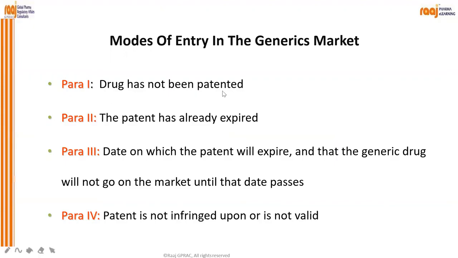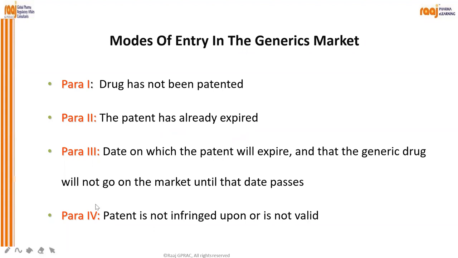Now, how you enter into the generic application: as I said, Hatch-Waxman has made a provision under Paragraph 1, 2, 3, 4 when it comes to the patent. Para 1 means the drug has not been patented. Para 2 means the patent has already expired, and Para 3 means the date on which the patent will expire, and that the generic drug will not go on the market until that date passes. Correct? It's pretty simple to understand. And Para 4 means the patent is not infringed upon or it is not valid.